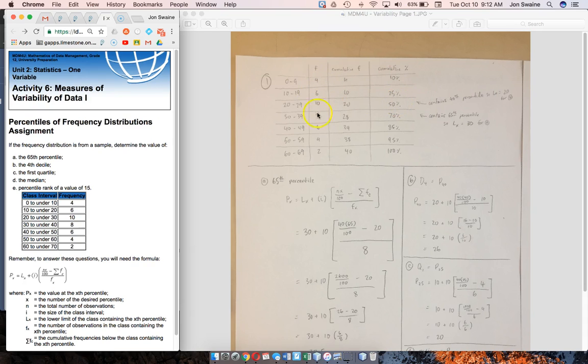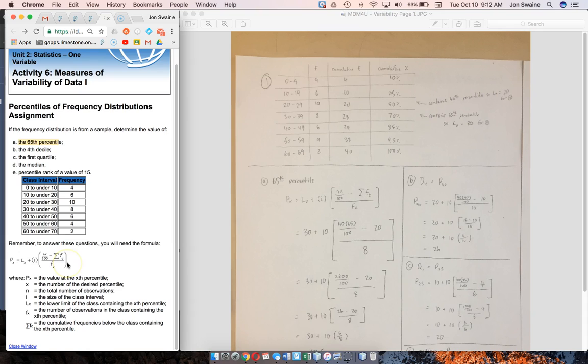Okay, now I look at the questions. If I want to know the value of the 65th percentile, I need to use this big ugly formula, which is big and ugly. I don't disagree. But once you understand all the letters, it's not so bad.